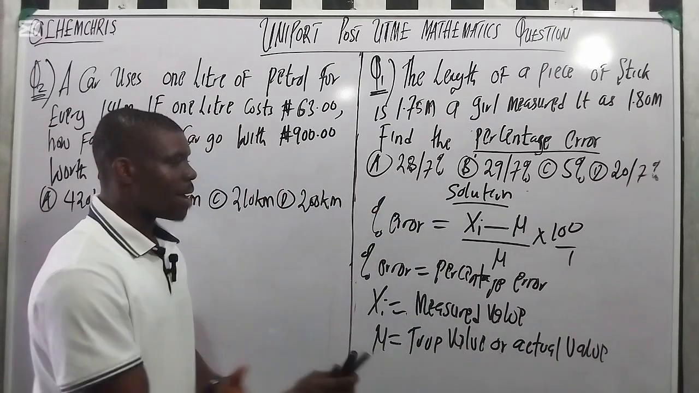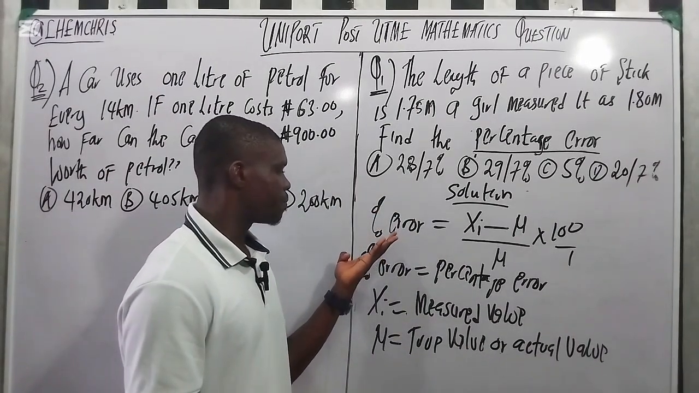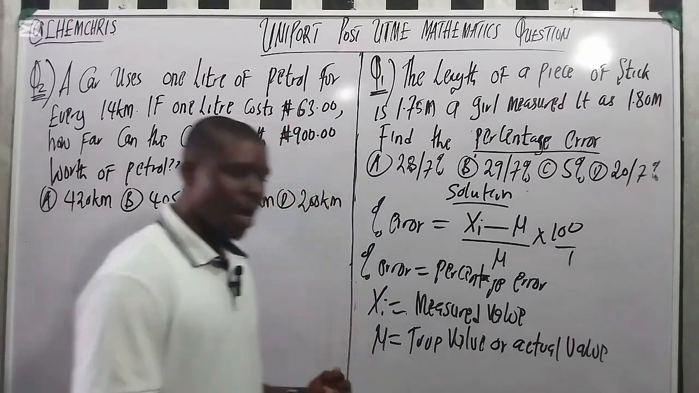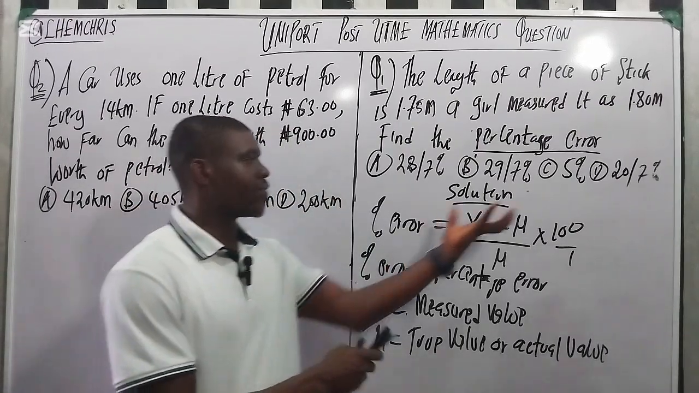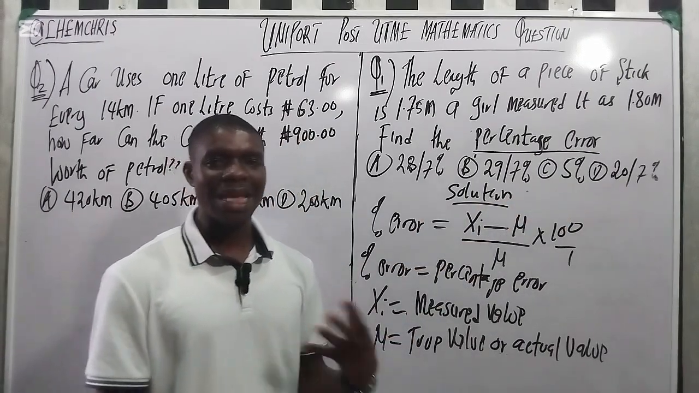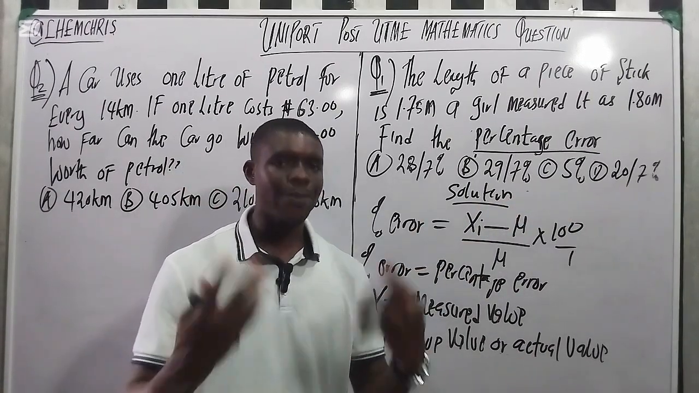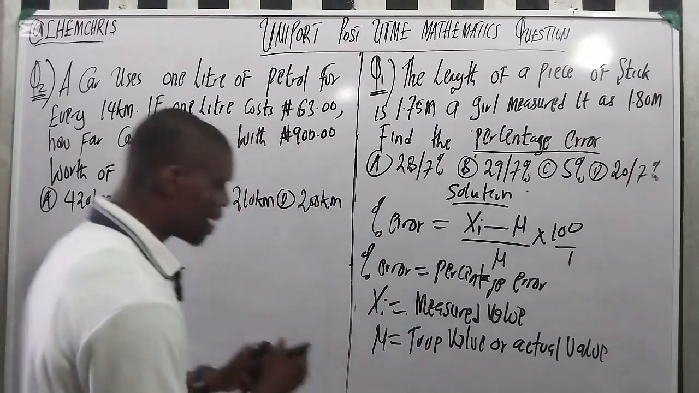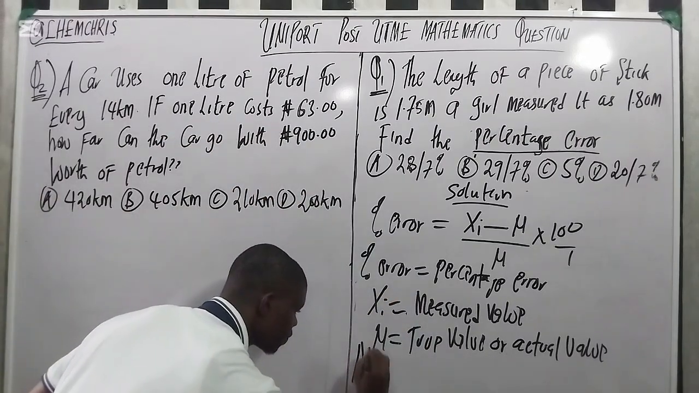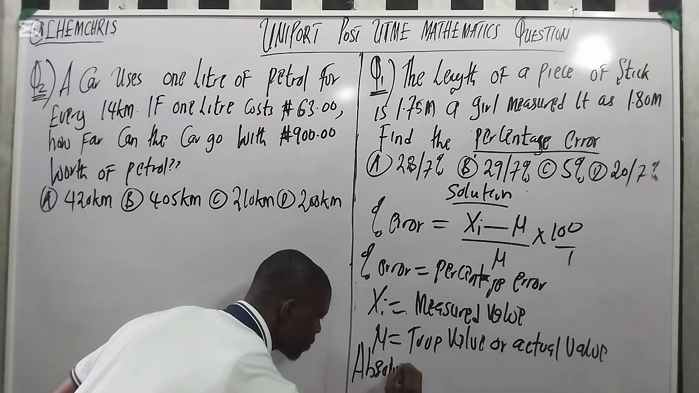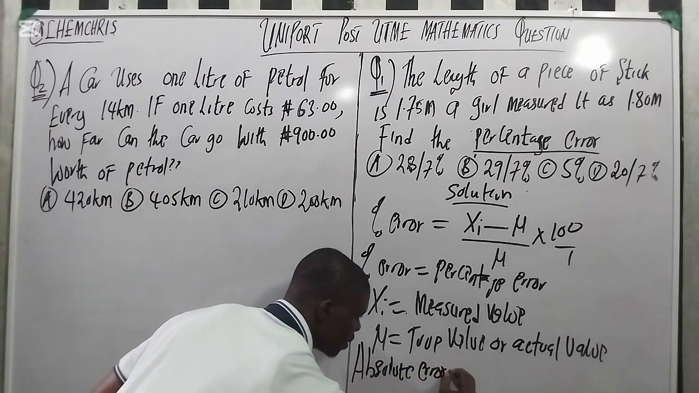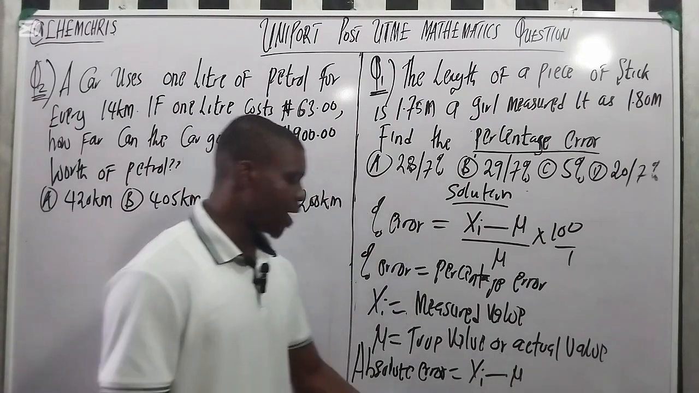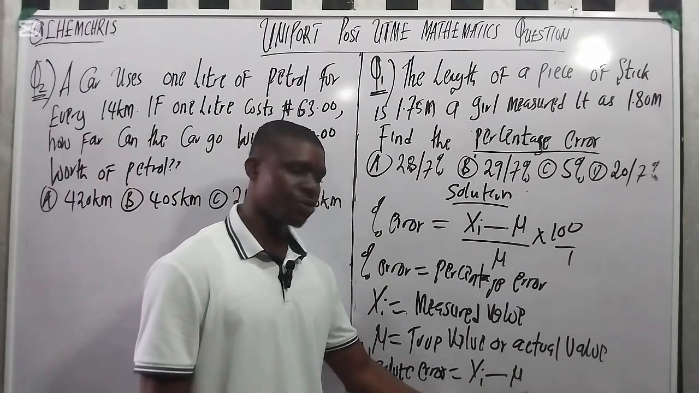Now at times they will not ask you to calculate the percentage error. They may ask you to calculate the absolute error, and I don't want you to miss out, because they might give it this year. So how do you calculate absolute error? Absolute error is the error itself. Absolute error is equal to Xi minus mu, which is measured value minus true value.